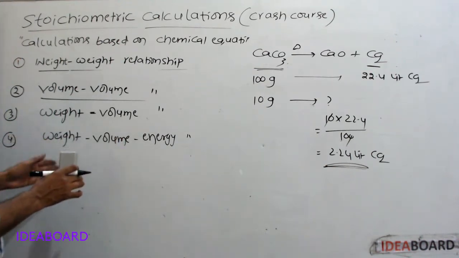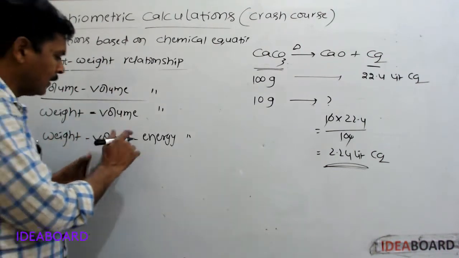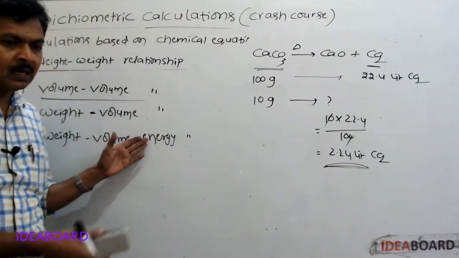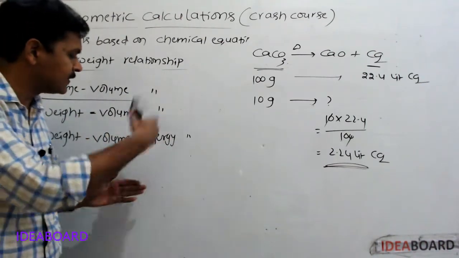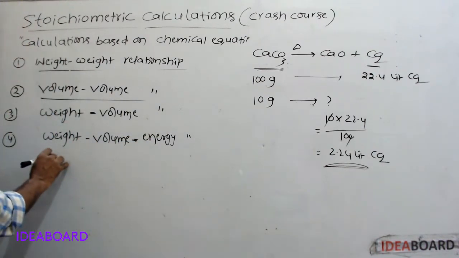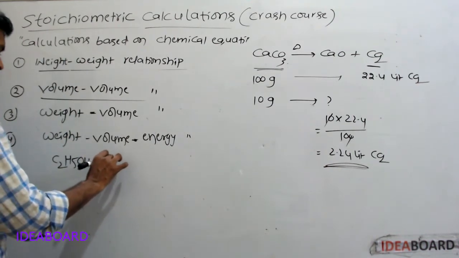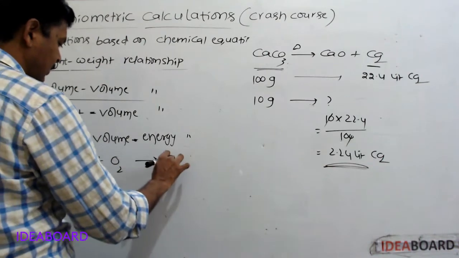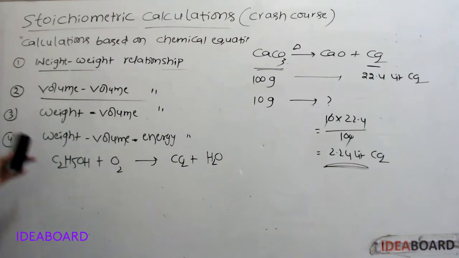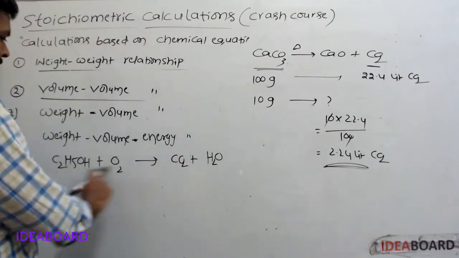For reactants, weight should be given. For products, volume. Along with that, for products, energy liberated or energy absorbed will also be considered. We should consider energy liberated or absorbed also. For example, ethyl alcohol on combustion with oxygen, carbon dioxide plus H2O are formed. Balance the equation.